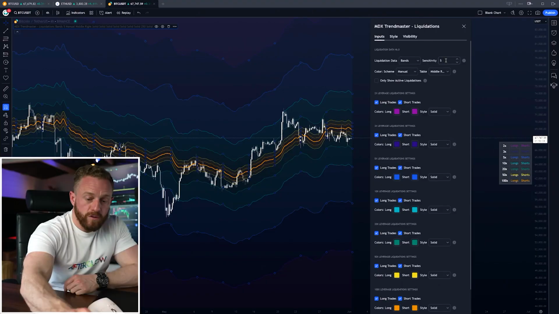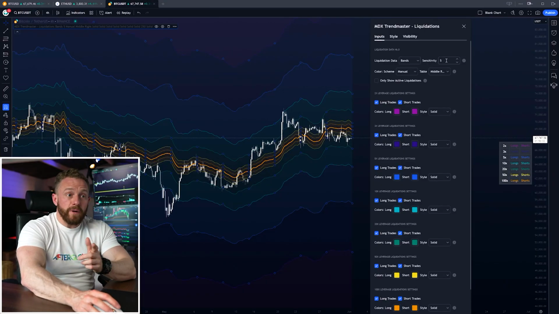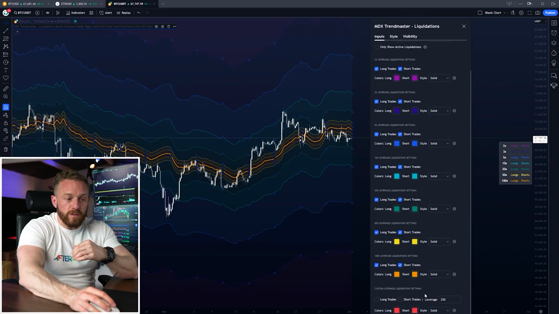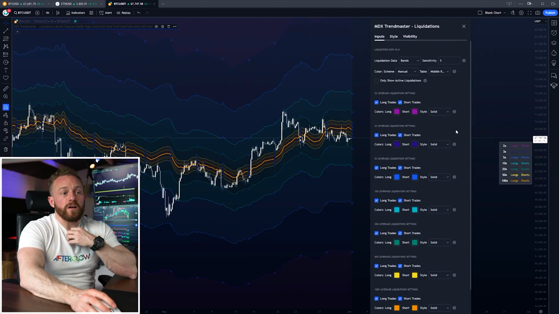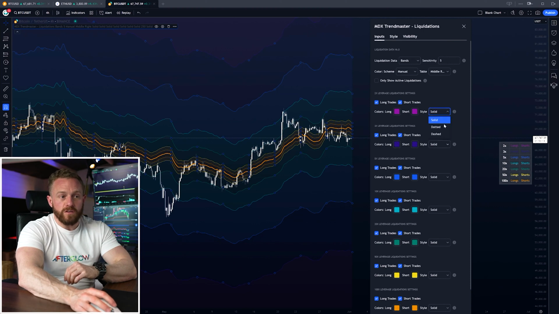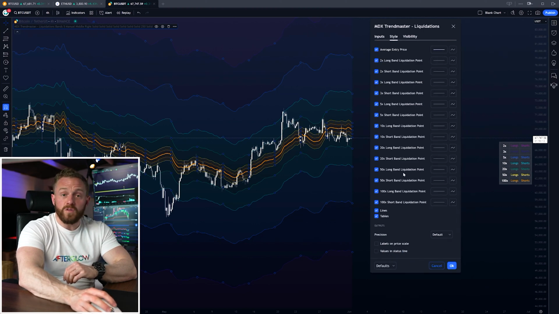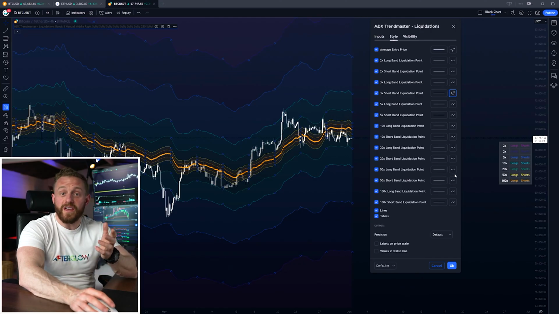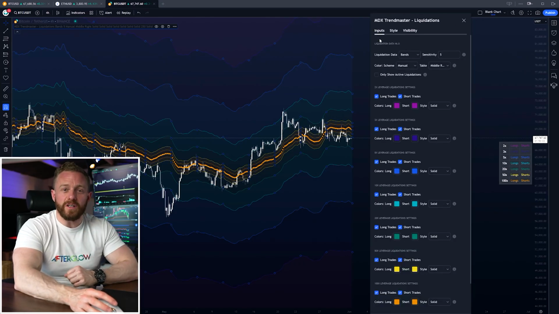Next, some quick tips on the menu settings. So you will notice that in bands mode, the sensitivity doesn't actually have any effect. Neither does the only active liquidations. And you also cannot use the custom leverage settings. Also, if you want to change any of the style options, instead of using this menu here, come to the style tab and you can change to crosses or circles or whatever styles you want there instead. So it works slightly different to the levels mode.